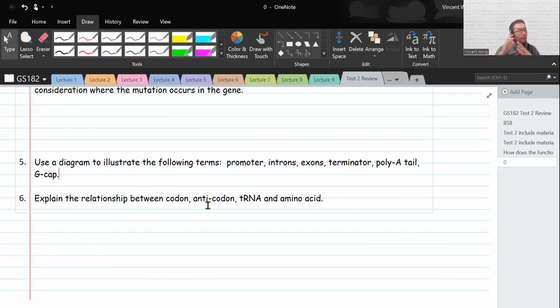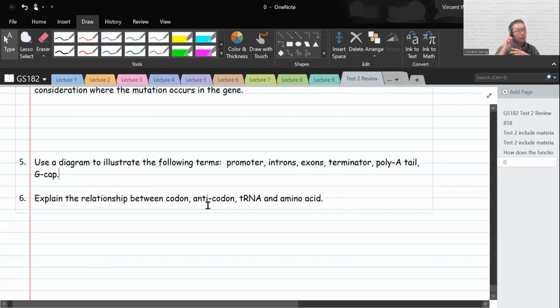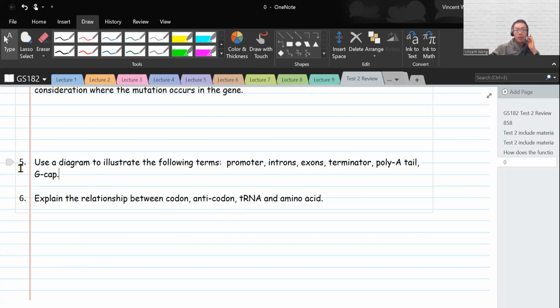Sorry, what causes the introns on the coding strand? Why are there introns on the coding strand? This is question number 5. I'm just asking what causes the introns.